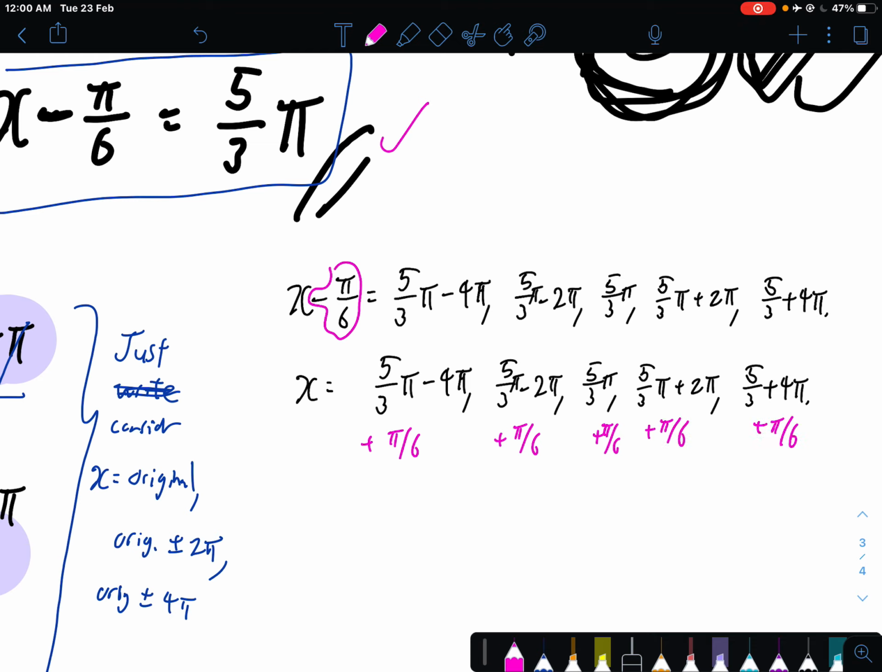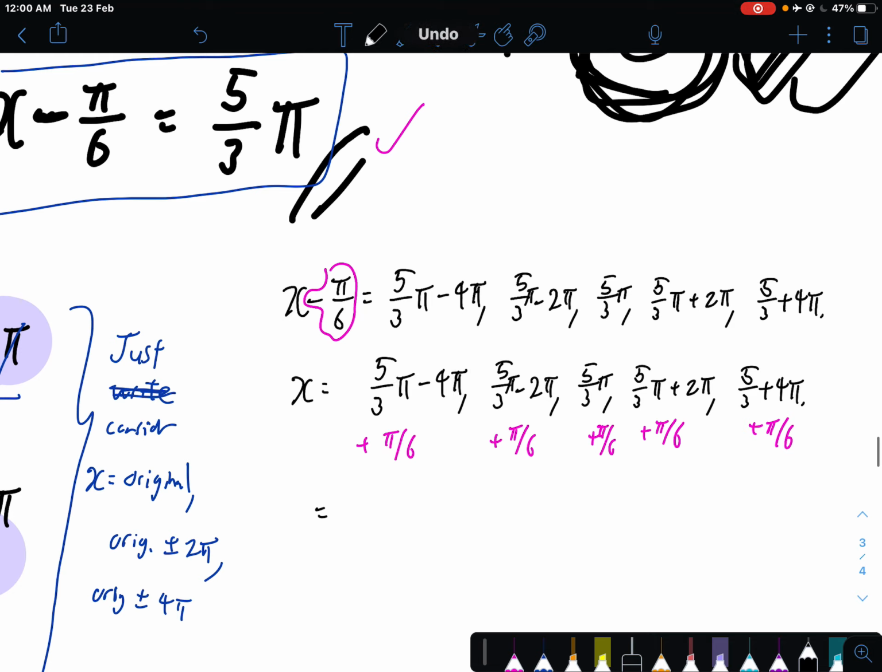Then I try and simplify. Of course, you see all the pi's, so just factor out the common factor pi. I didn't elaborate much on it just now, but I assume you know already. You ignore the pi and just focus on the number in front. 5 third minus 4 plus 1 sixth. You type in your calculator, you get minus 13 over 6 pi.